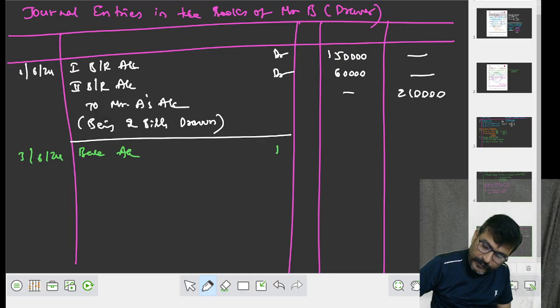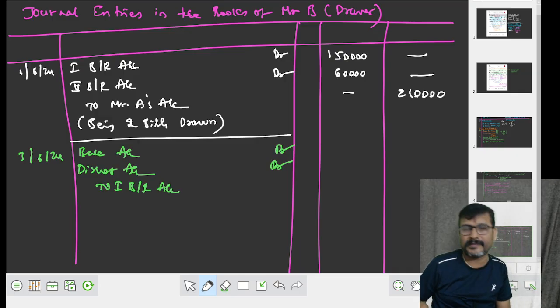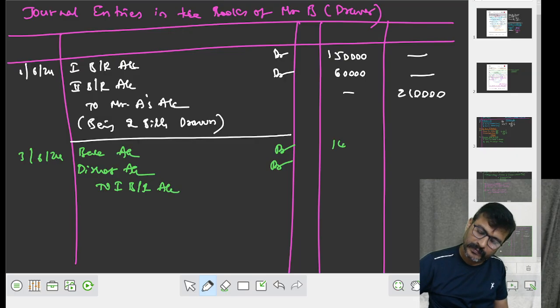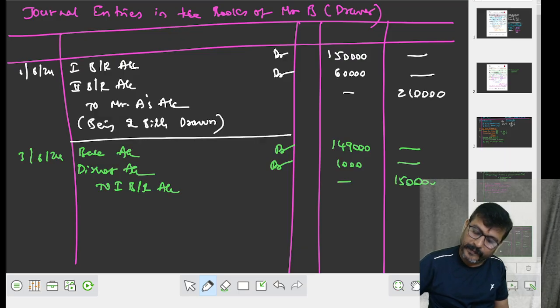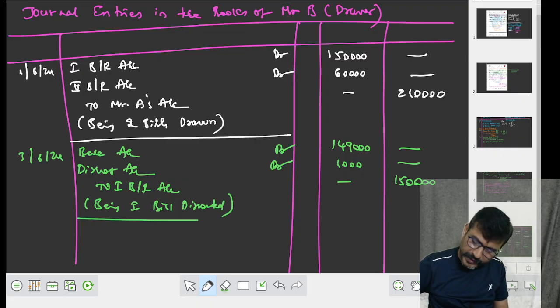Bank account debit, discount account debit to first bills receivable account. It is of 1,49,000. Discount is 1,000, 1,50,000. Being first bill discounted.